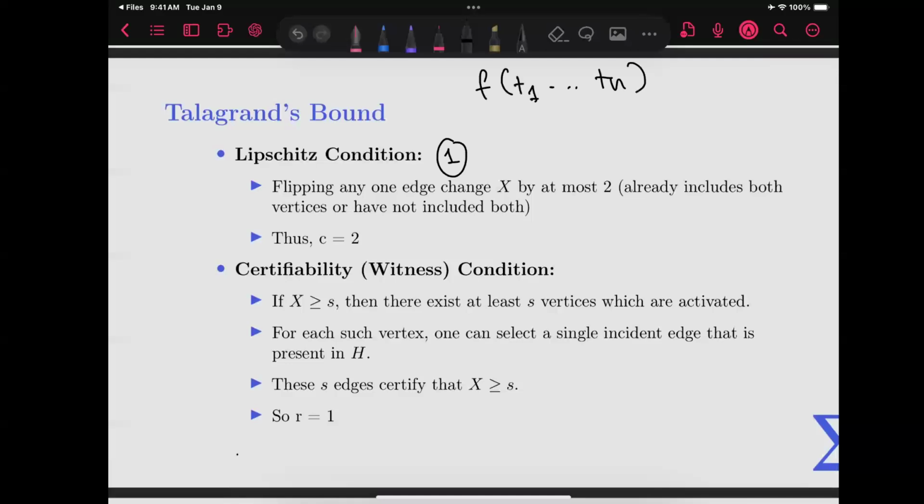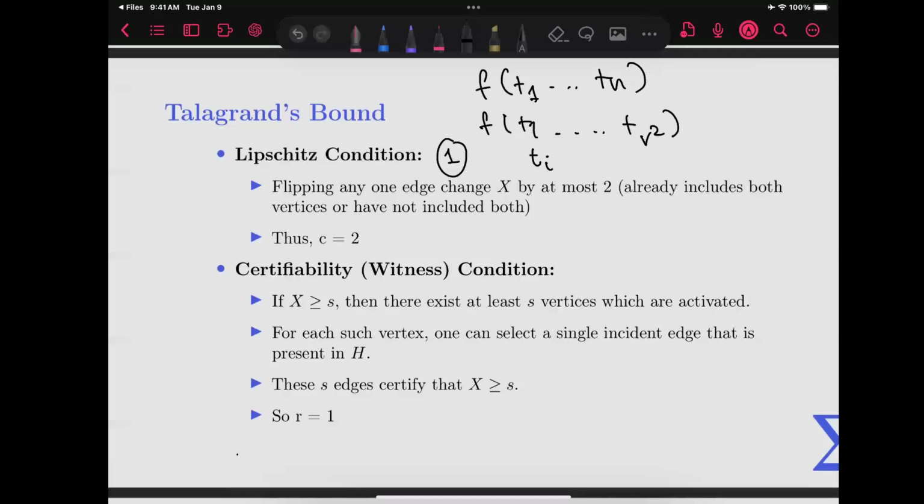So our T here is going to be an edge, for each edge that appears there. So our n is going to be V squared: f of T1 until T of V squared. If you change one T, like Ti, for example, then how much is f going to change? So we have to come back here.